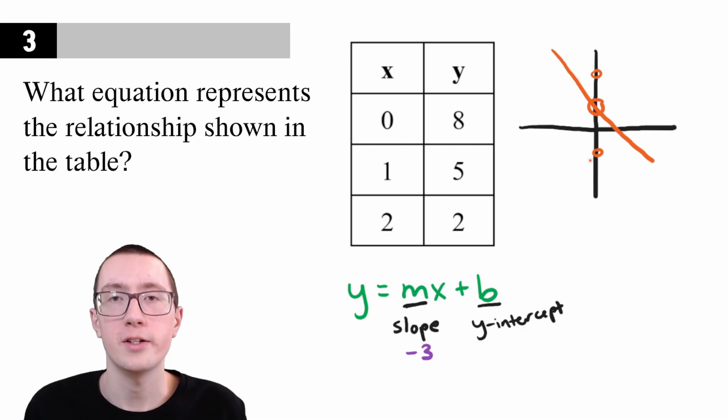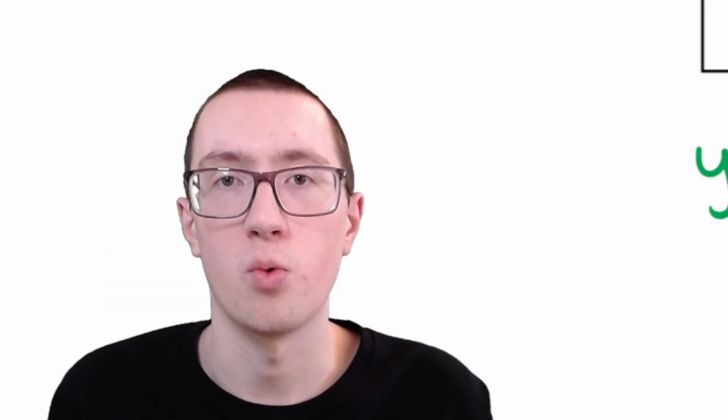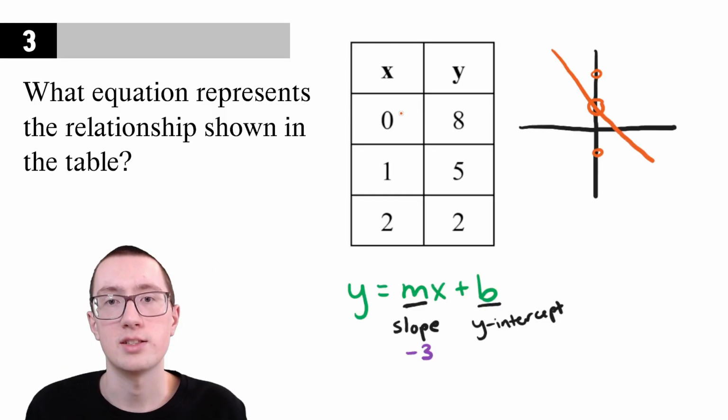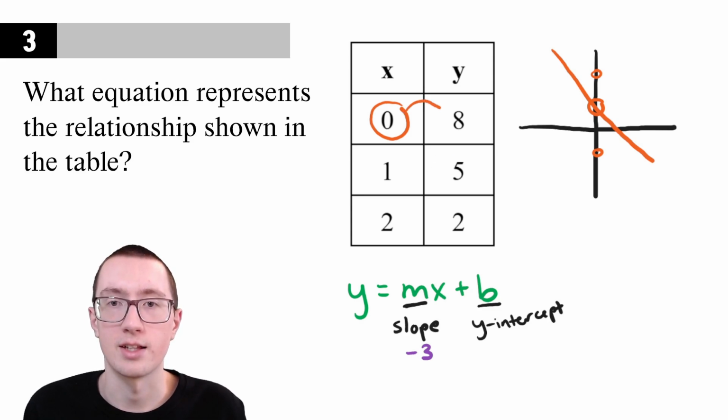So to find our y-intercept, all we have to do is figure out what y is, how up or down it is, when x is 0. And we can see that x is 0 right here. So whatever y is, that's our y-intercept. In this case, that's 8. So our y-intercept is positive 8.